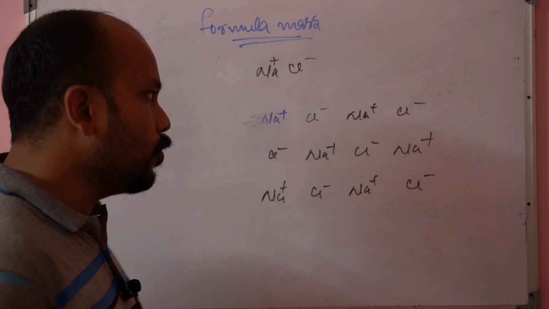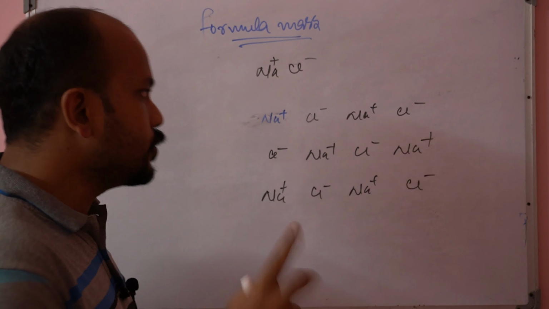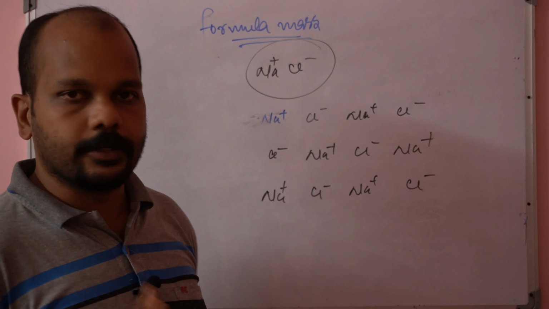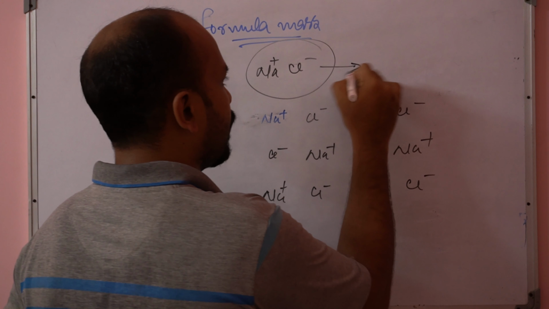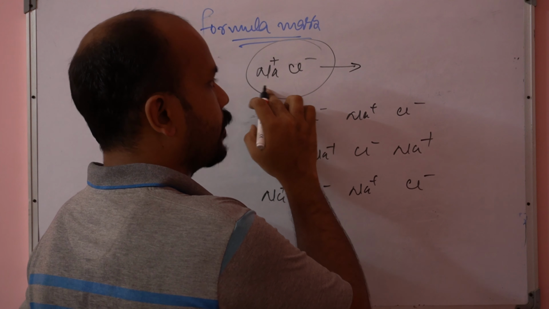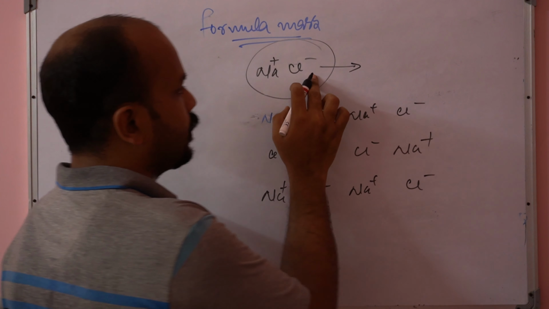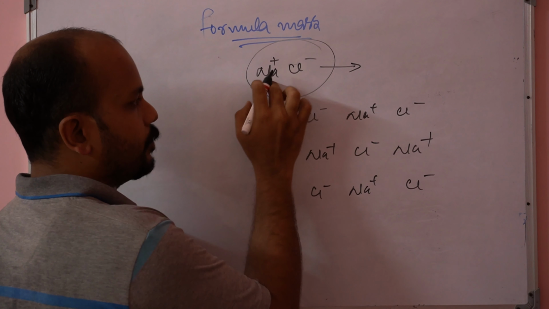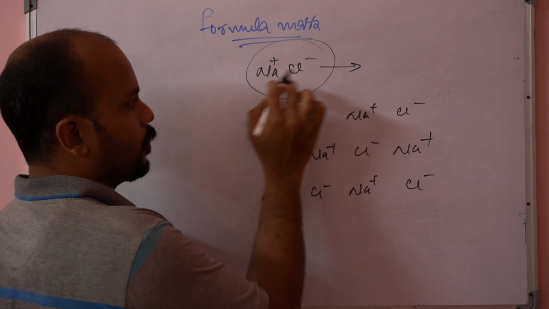In those situations we just look at the formula. What is the formula of NaCl? It is NaCl, right? In that situation we calculate the mass from its formula. It is going to be 23 plus 35.5, so it is going to be 58.5. This is the formula mass unit.